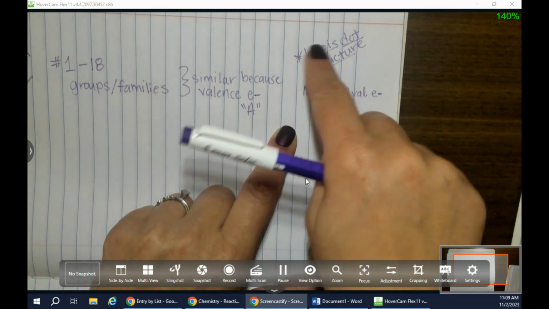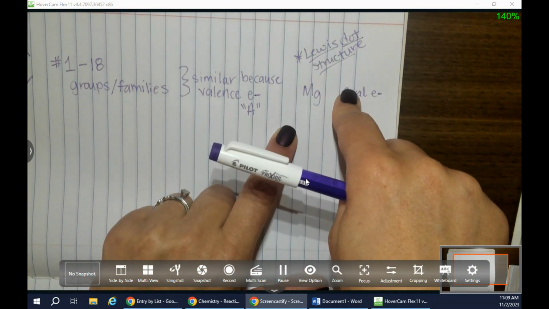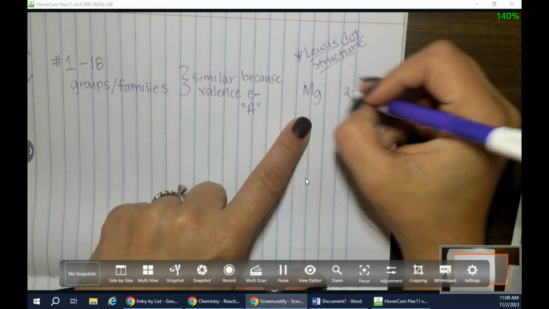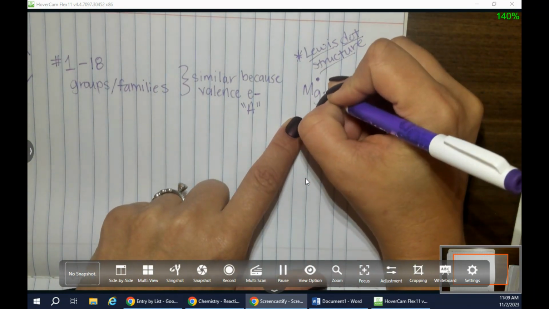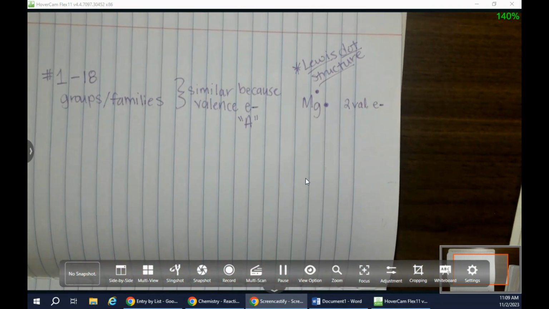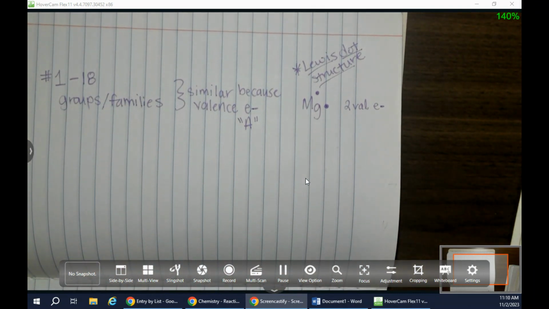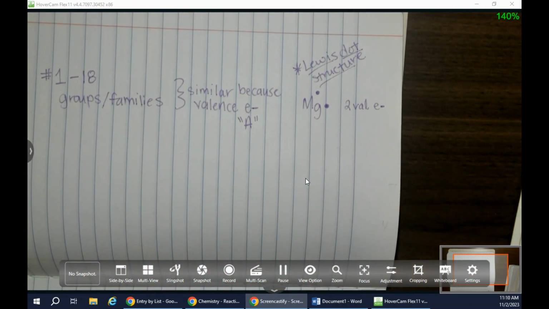You're going to go clockwise with your dots, all right? So we got to show 2 dots, 1, 2. There's the Lewis dot structure for magnesium. And that'll be really important, especially, like I said, when we get to bonding, but I want you guys to already start thinking about your valence electrons.